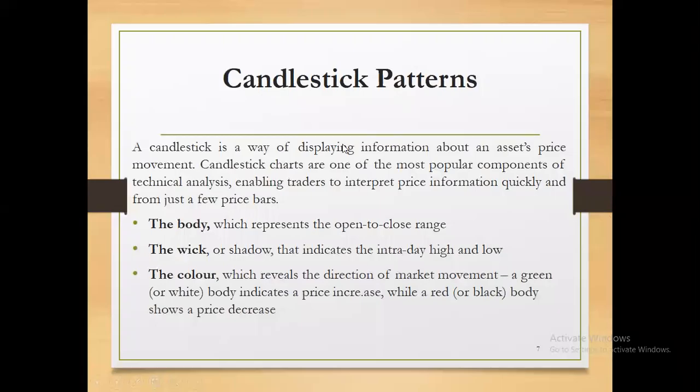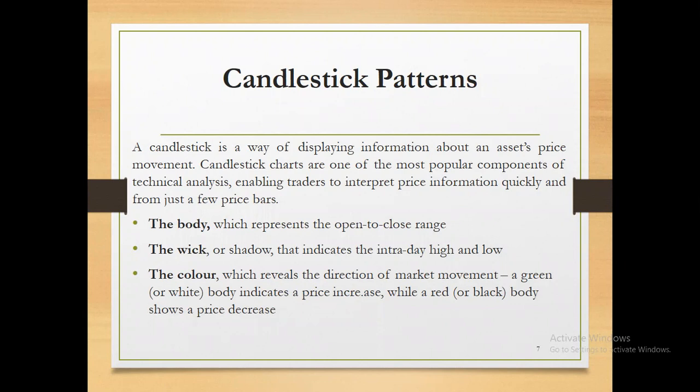So the candlestick pattern. A candlestick is a way of displaying information about an asset price movement. Candlestick charts are one of the most popular components of technical analysis, enabling traders to interpret price information quickly from just a few price bars. So the candle has a body, a wick, and a color.